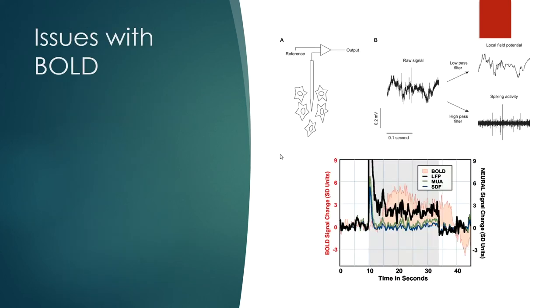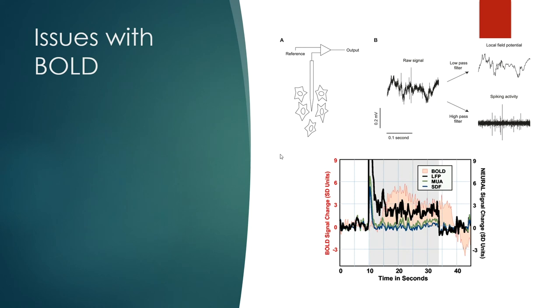This next slide is not important for you guys to know as far as test stuff goes. This is showing the limitations in the bold signal, right? So there were some studies that were done where they did MRI at the same time that they were doing single cell recording in animals. And so these single cell recordings, this green line right here is the actual activity of the cells. The black line is the local field potential.